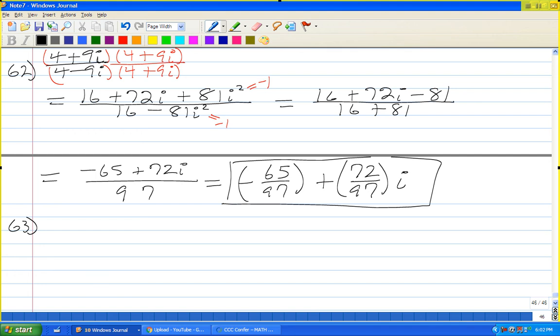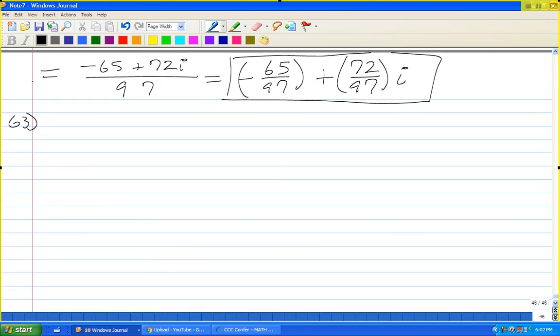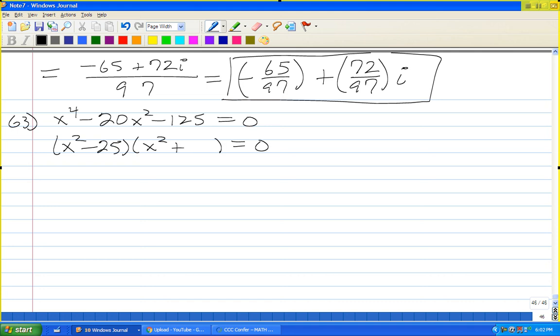Solve x to the 4 minus 20x squared minus 125 equals 0. Well, this is a monic quadratic trinomial in x squared. So I can factor this as x squared, drop down the minus, times minus is plus. I want two whole numbers whose product is 125 and whose difference is 20. So 25 and 5.